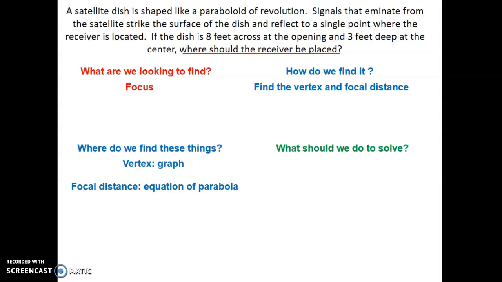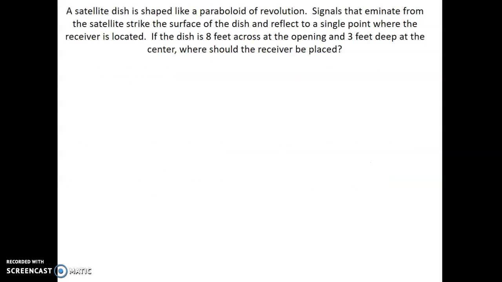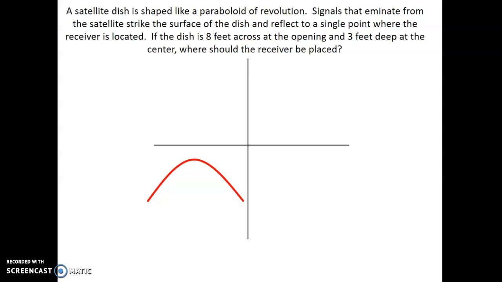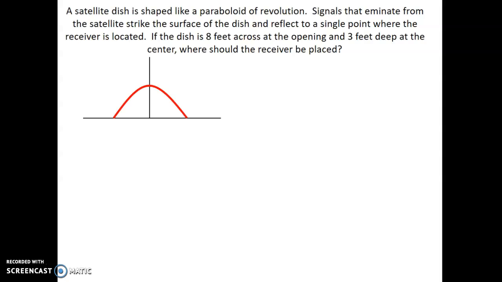Now here's the important piece. What should we do to solve this? Well, the first thing you should not do is draw a picture. This is a little bit weird. You should draw a smart picture, and we'll show you what that means. A smart picture is not that. It is not that. It is not that. It looks more like this.